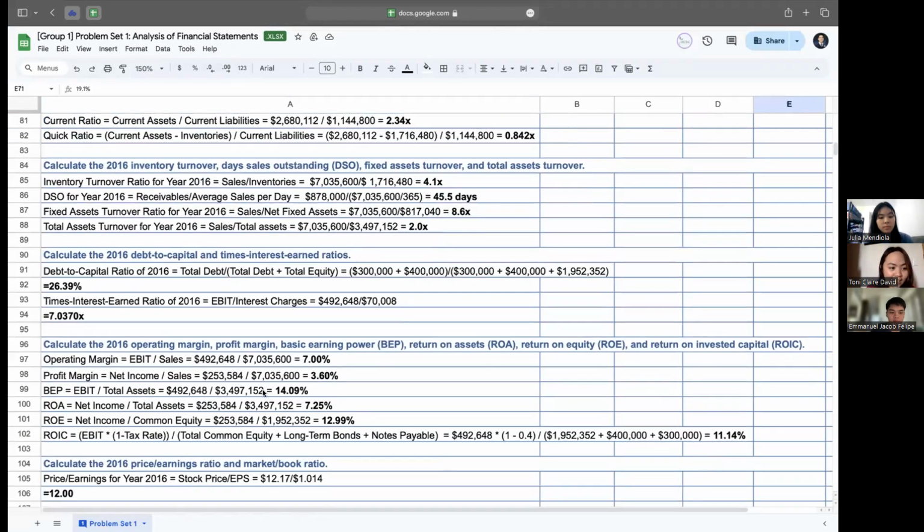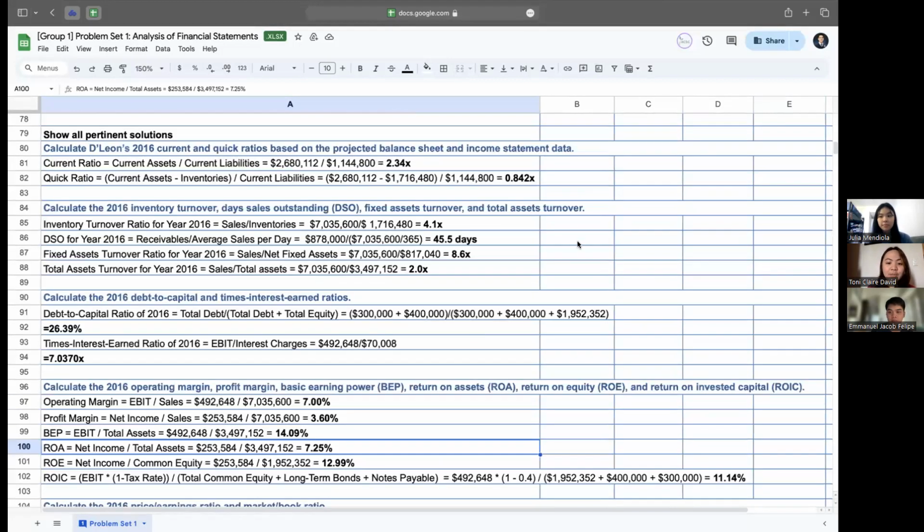Next, the return on assets is similar to the BEP, but it uses the net income after taxes. So in the Excel file, this is computed as 253,584 rather than the 492,648, all over 3,497,152, which is around 7.25%. This is also lower than the industry average.